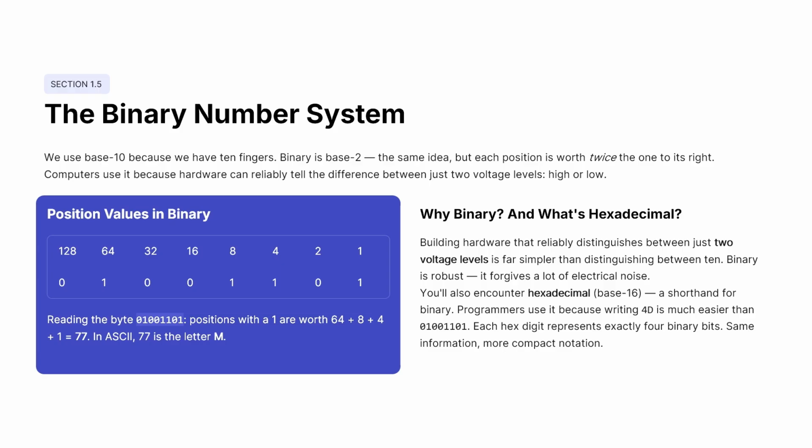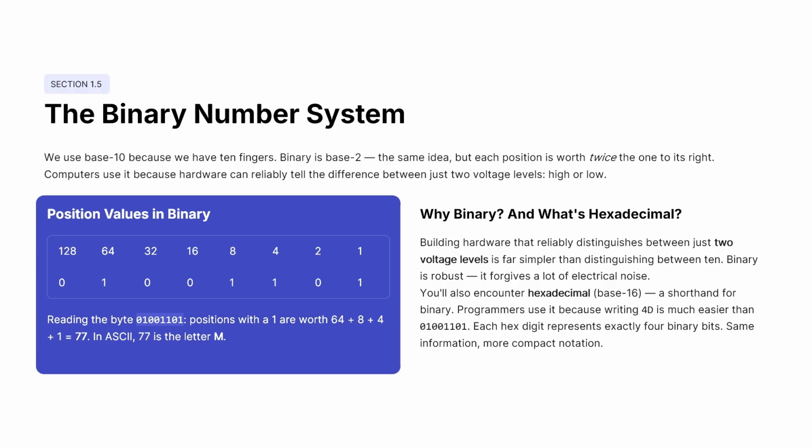Binary, base 2. A number system using only 2 digits, 0 and 1. Each position is worth twice the position to its right. Used by computers because hardware can reliably distinguish 2 voltage states. Binary is the same idea, but instead of base 10, it's base 2. Each position is worth twice the previous one. So from left to right, positions are worth 128, 64, 32, 16, 8, 4, 2, 1.